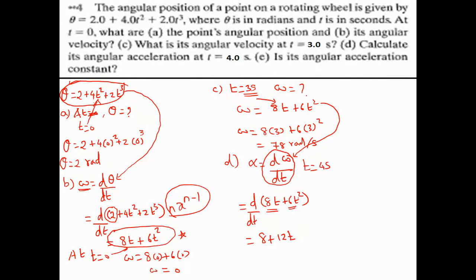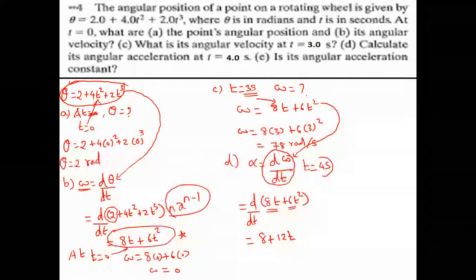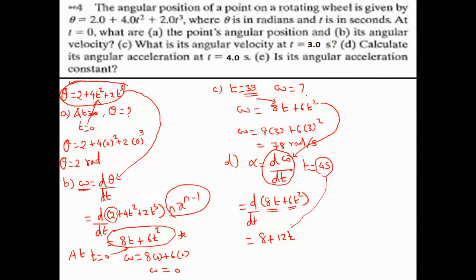Am I right? Now I'm going to take this 4 seconds and substitute here. What will you get? My alpha, which is nothing but angular acceleration, is equal to 8 plus 12 multiplied by 4, sorry, there's no t, am I right? So 8 plus 12 multiplied by 4 is equal to 56 radian per second square. Understand? Okay.